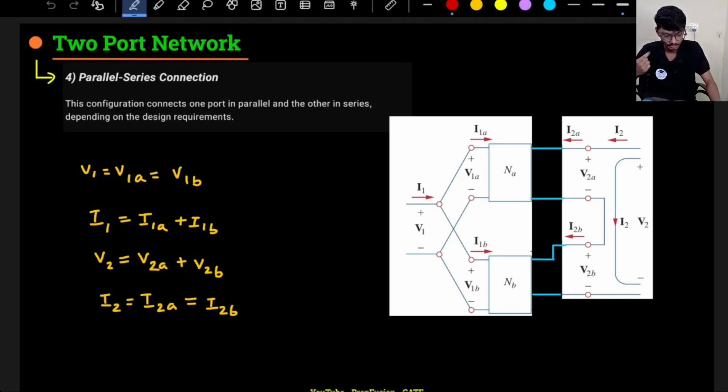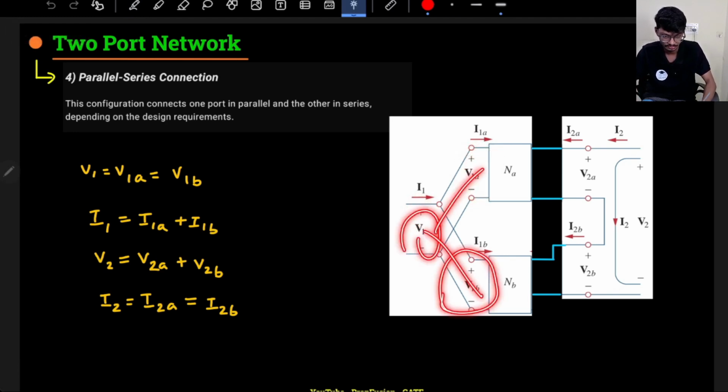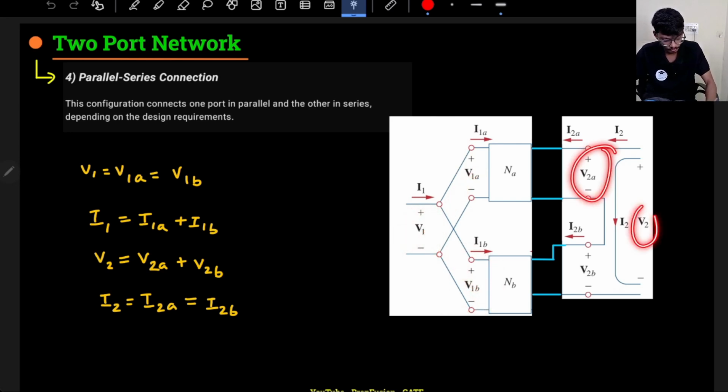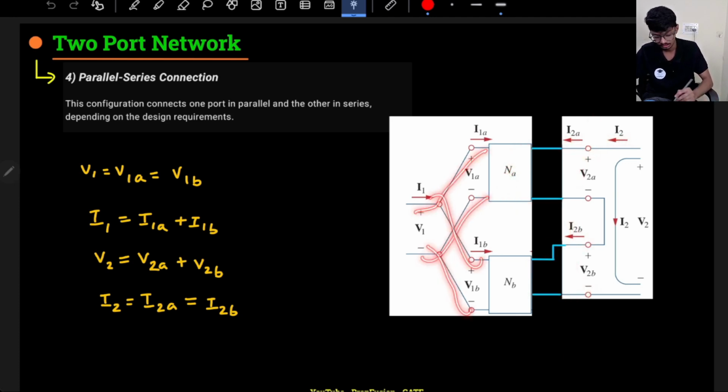So I have written the relationships for the parallel series connection. In parallel series, the input side is parallelly connected. So V1 is same as V1A and V1 is same as V1B. That is a parallel connection, and my V2 is the series combination of V2A and V2B. Okay, it is the sum. So port 2 is the series connection, because I2 and I2A are in the same series. Then I2A is equals to I2B and I2B is equals to I2. So that's why port 2 is in series, and port 1, I hope you can see, is in parallel. So if the input side is parallel, that means what thing is common?